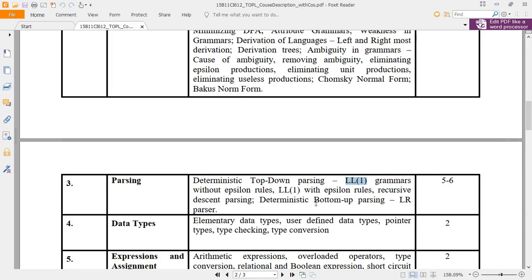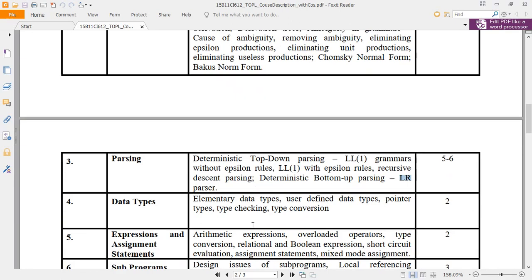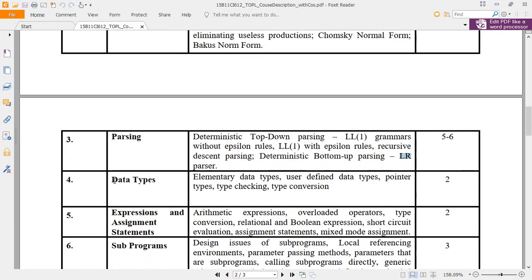Then one more parsing technique under the bottom-up category, which is called LR parsing. So this LR parsing we have seen under the parsing techniques. Up to LL(1) parsing we have covered before the T1 examination. After the T1 examination we have gone for the LR parsing technique. Then after discussing the LR parsing technique, we have seen the data types concept.